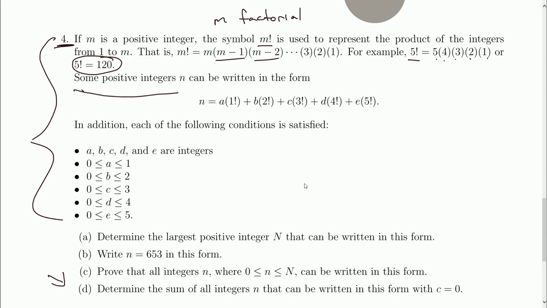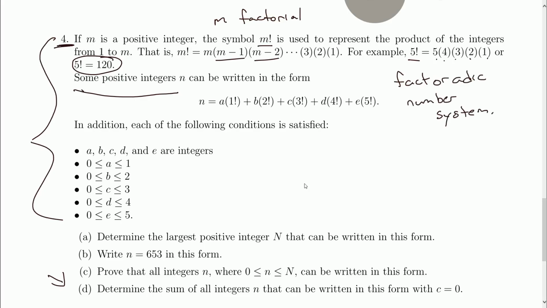Some positive integers n can be written in the form n is a times 1 factorial plus b times 2 factorial plus c times 3 factorial plus d times 4 factorial plus e times 5 factorial. And if you're not familiar with this, I'll be honest, when I wrote these contests, I was not familiar with this. I was familiar with factorial. I think you should be if you're going to be writing even the Fryer paper. But this is actually, I believe, called the factoratic numbering system or base system or something like that.